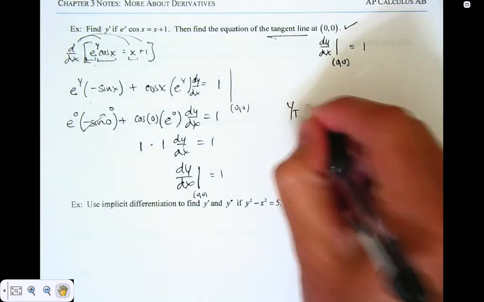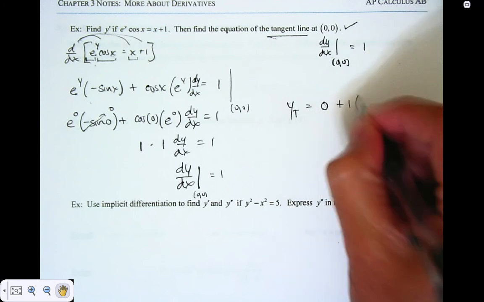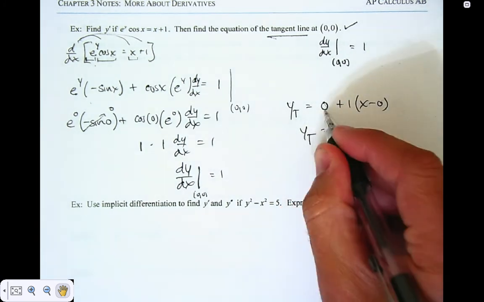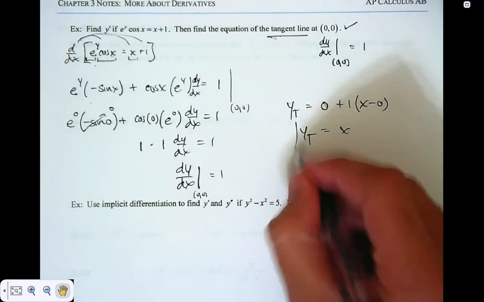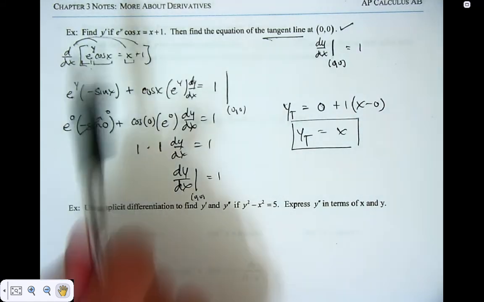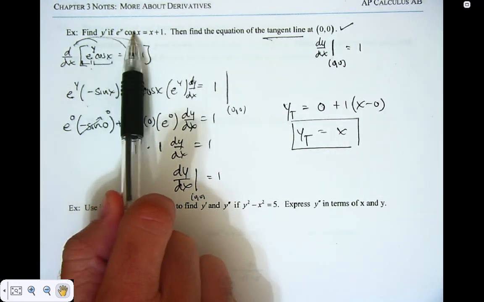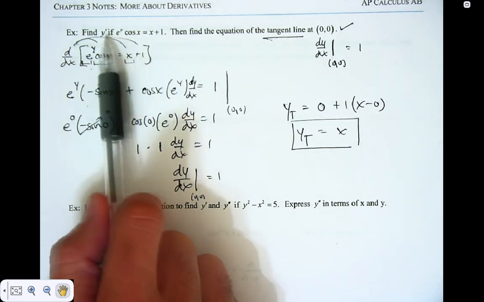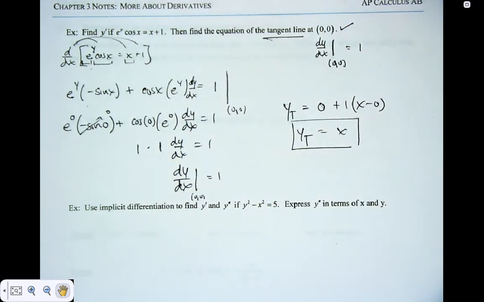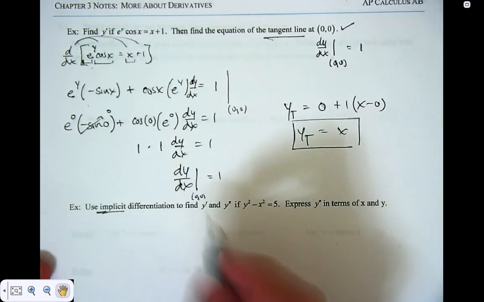The tangent line is equal to the y value, which was 0, plus the slope, which is 1, times x minus 0. If you just clean that up, that goes away. You just get 1x, or y equals x is your tangent line. Okay, and you guys don't even know what this looks like, right? This is a function that has a random y in it and an x. Even though we don't know what this looks like, we know that the equation of a tangent line there is just y equals x.